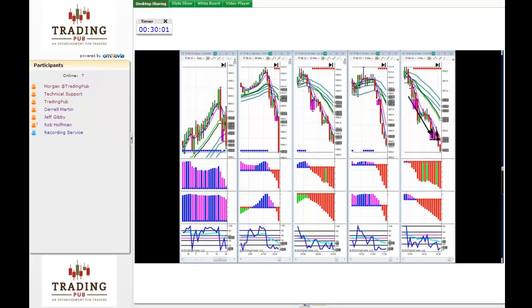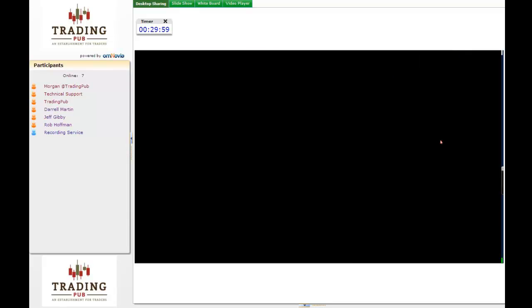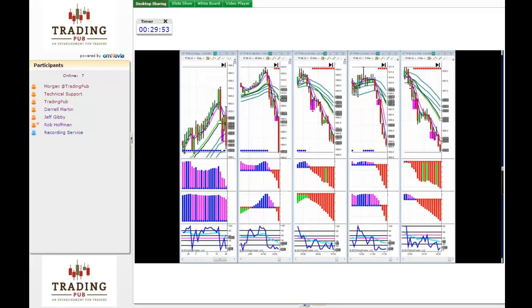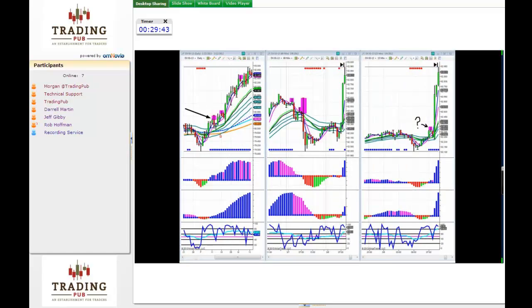All right, let's continue to look at different examples here. As we look over here, this is in an uptrend. This is the dollar index in this particular case. This is the daily, 60-minute, 15-minute chart. And you'll notice here several of the different examples as well.